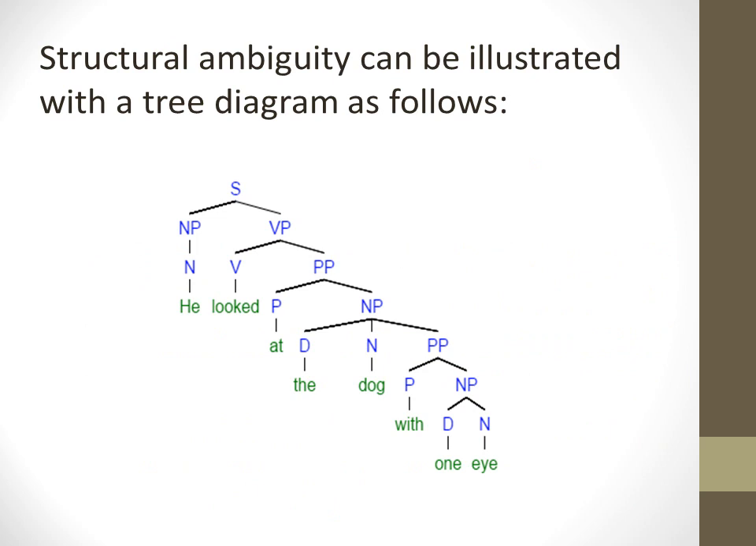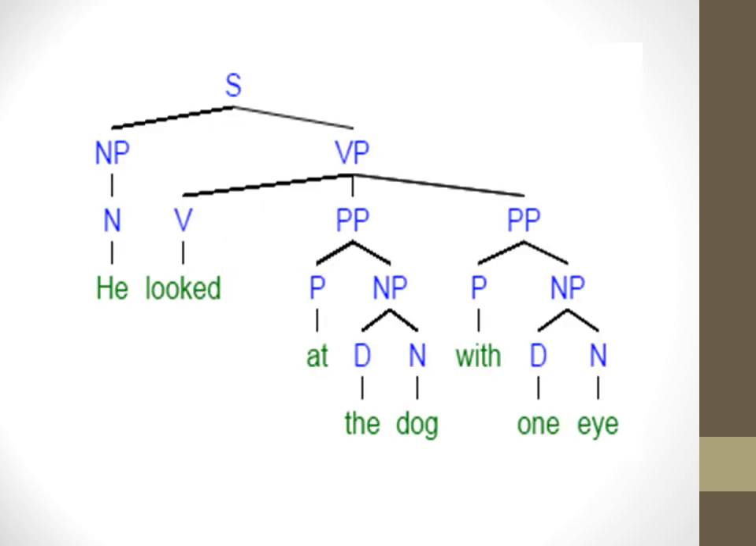Now, structural ambiguity can be illustrated with a tree diagram as follows. If you look at the prepositional phrase with one eye, you would see that it is part of the noun phrase. Directly above it there is the noun phrase the dog. So this means that the dog has one eye. In the second interpretation, you will see that the prepositional phrase with one eye is part of the VP. And this means that the interpretation of this sentence is that the subject, he, looked at the dog using only one eye.